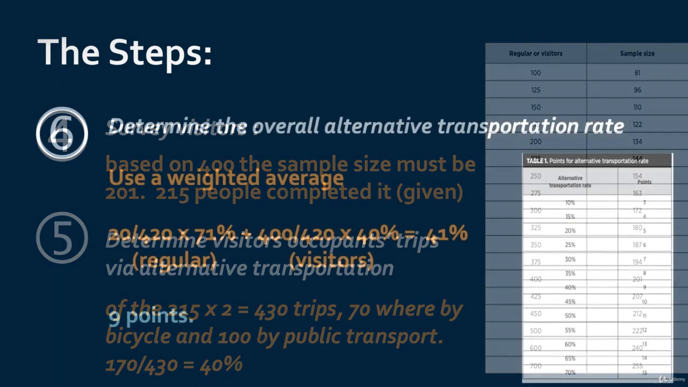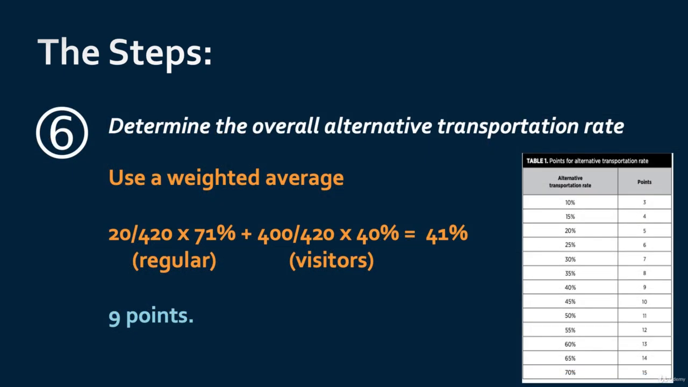The last part is to determine the overall alternative transportation rate. And we do this simply by taking a weighted average. So you had 20 regular people and 400 visitors, in total 420. So for the regular, 20 divided by 420, that portion times the 71% that we calculated, plus 400 divided by 420 times the 40% that we calculated, giving a weighted average of 41%.